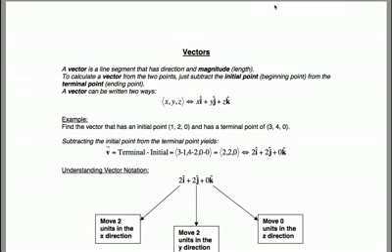Today we're going to be looking at the concept of vectors. What is a vector? A vector is anything that has direction and has magnitude or length. How do we get a vector from 2 points?